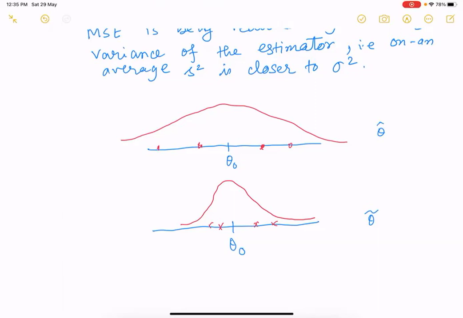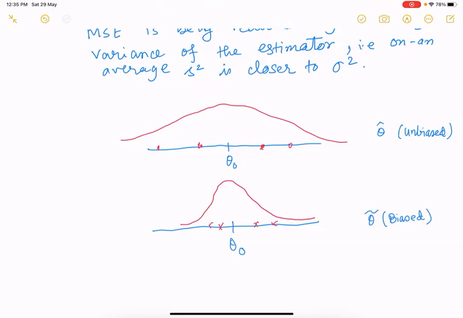I have a very specific question. Theta hat is an unbiased estimator. Theta tilde is a biased estimator. Which one would you prefer? So from the diagram, it seems the MLE is better.